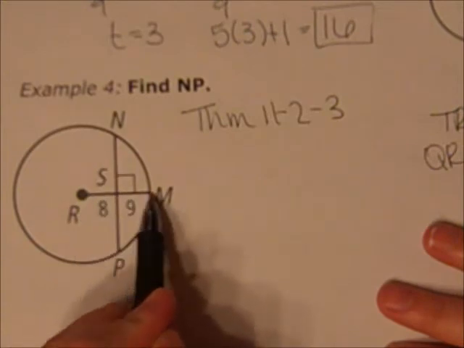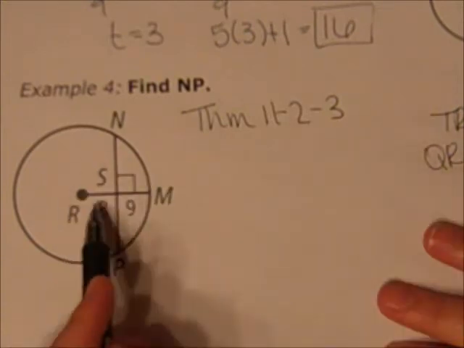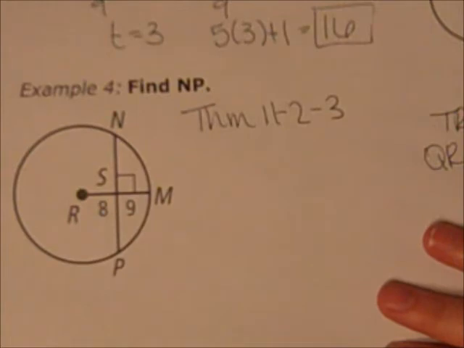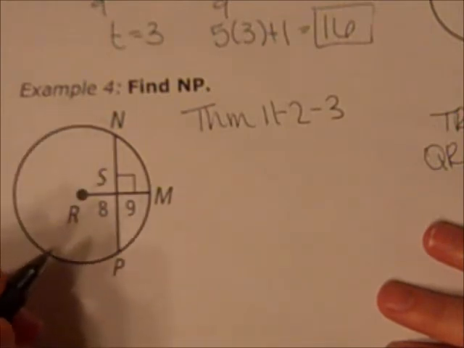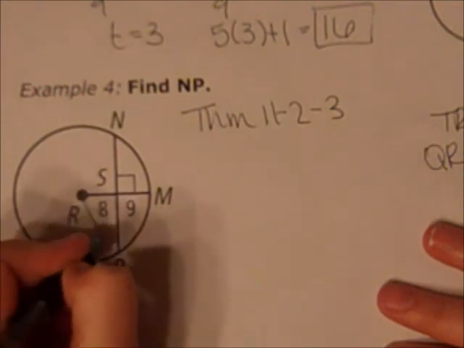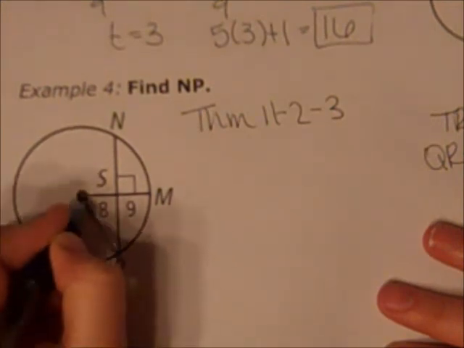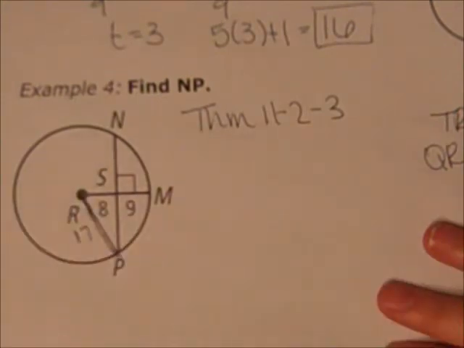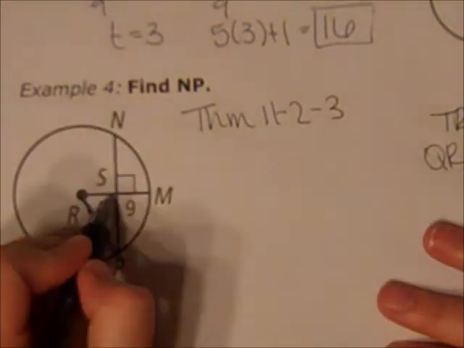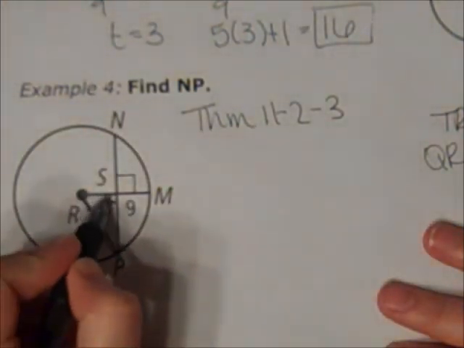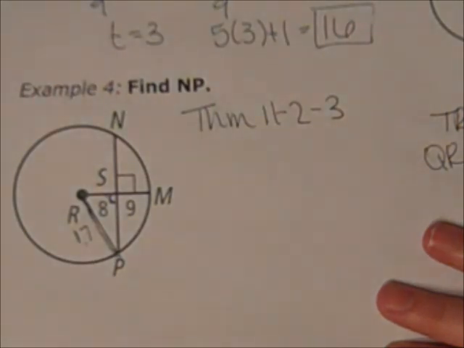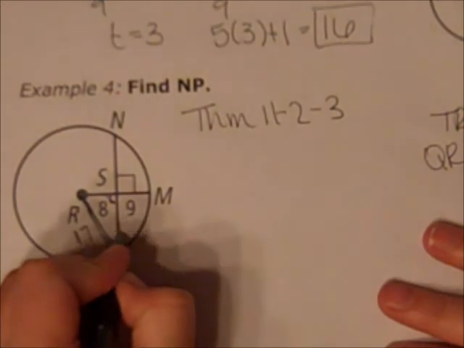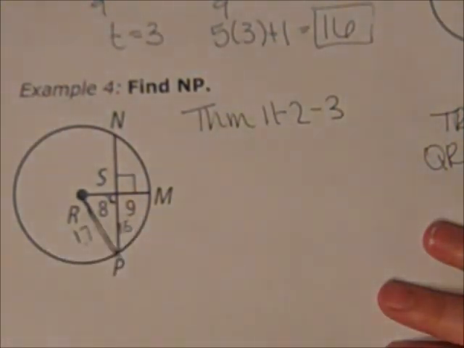So I know that RM is a radius, and I know that it's 17 because it's 8 plus 9. So all I'm going to have to do is draw in another radius wherever I feel that that would benefit me. So if I draw in a radius, excuse my drawing, from R to P and label that 17, then it becomes kind of obvious what to do. I have a right triangle right here. I know this is 8, and I know this is 17, so I can do the Pythagorean theorem. And 8 and 17 happen to be part of a triple, so I know this piece right here is 15.